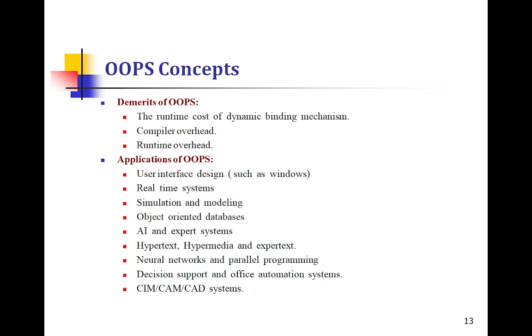Some example applications of OOPS concepts are UID, user interface design, then real-time systems, simulations and modeling, object-oriented databases, AI and expert systems. Nowadays people are focusing on AI, artificial intelligence, machine learning and expert systems, everything purely based on this kind of object-oriented programming. And hypertext, hypermedia, neural networks, decision making support, office automation, CAM/CAD systems. So these are the various kinds of applications supported by object-oriented programming. I hope you can understand clearly. If you have any doubts or clarification, you can comment.